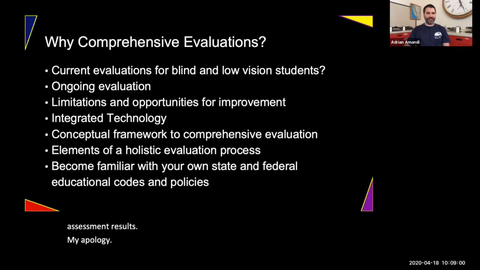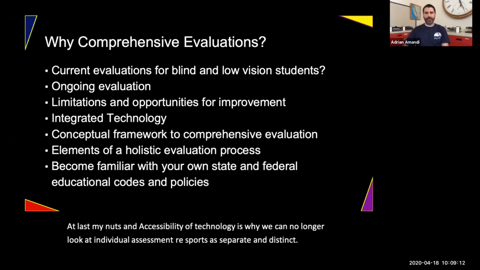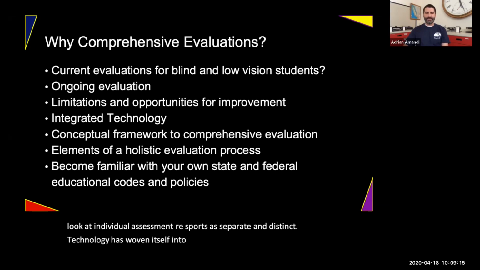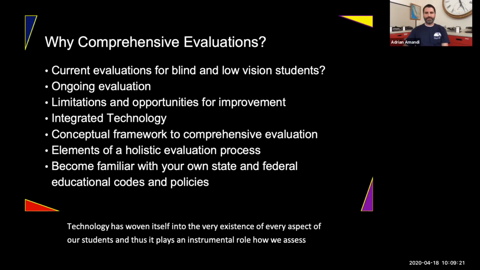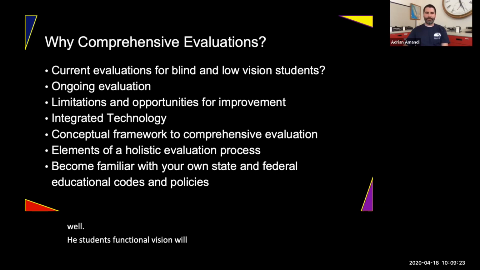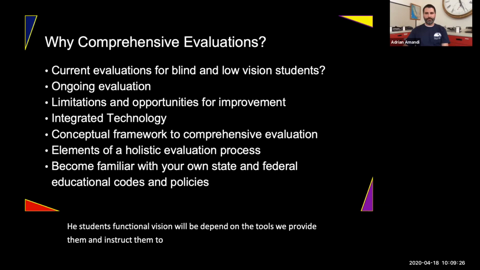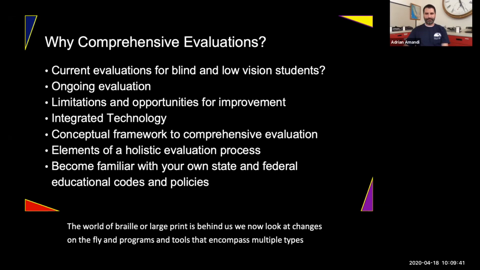Advances in technology and accessibility of technology are why we can no longer look at individual assessment reports as separate and distinct. Technology has woven itself into the very existence of every aspect of our students, and thus it plays an instrumental role in how we assess as well. A student's functional vision will depend on the tools we provide them and instruct them to use. A student will read and write dependent on how accessible we make those tasks. The world of Braille or large print is behind us. We now look at changes on the fly and programs and tools that encompass multiple types of media simultaneously.